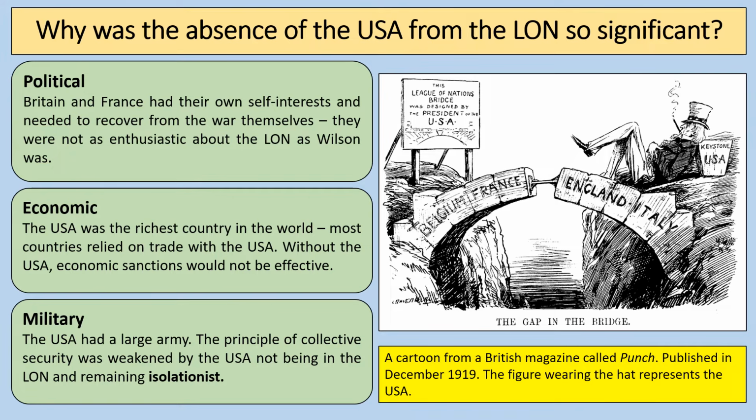And then militarily, the USA had the largest empire. It was the most powerful country in the world during this time. So the fact that the USA wasn't in the League of Nations hugely undermines that principle of collective security. Had the USA been a member, countries like Germany, Italy, Japan, etc., they probably would have been less willing to break the rules of international law during that time, to break the rules of the various peace treaties. So the absence of the USA is a crucial reason for why the League of Nations struggled, and ultimately, I suppose, why the League of Nations failed.